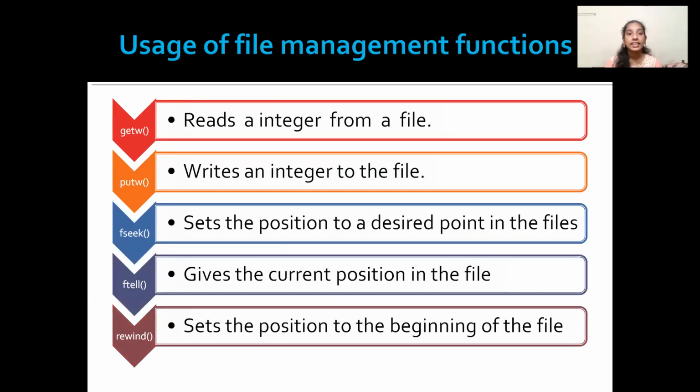getw reads an integer from a file. putw writes an integer to the file. fseek sets the position to a desired point in the file. ftell gives the current position in the file. rewind sets the position to the beginning of the file.